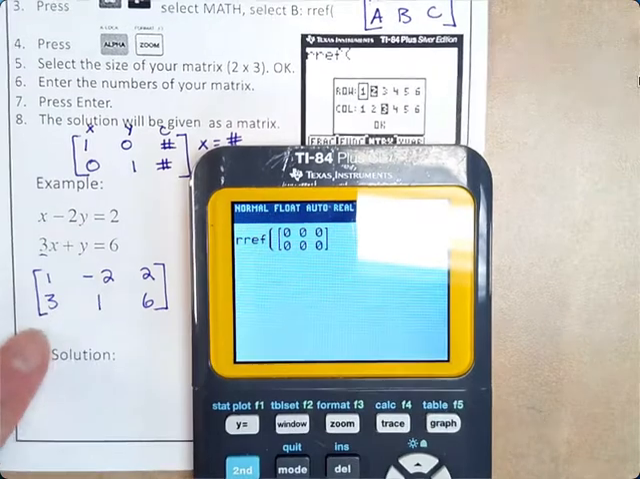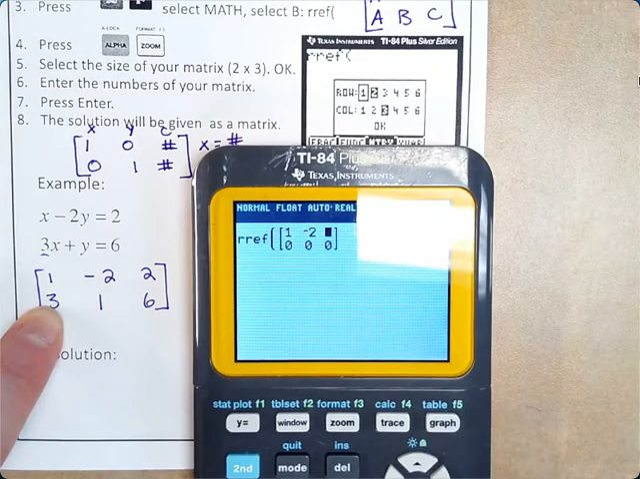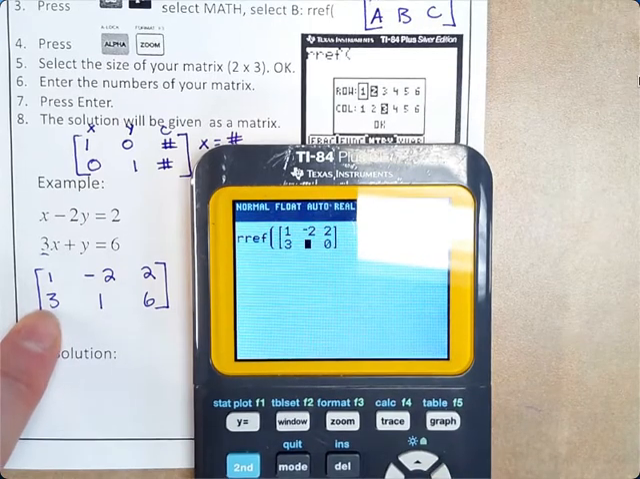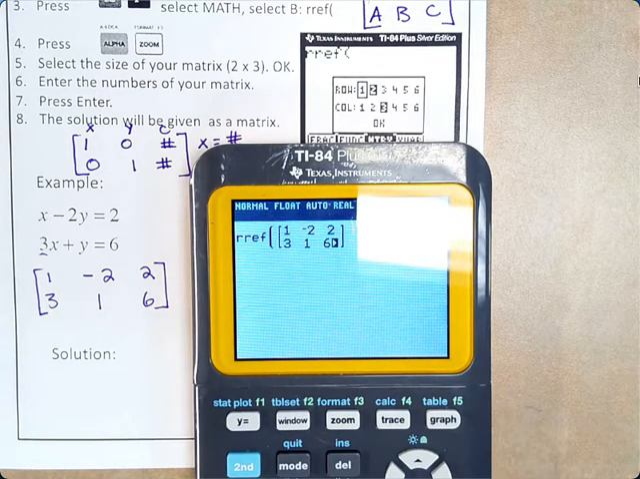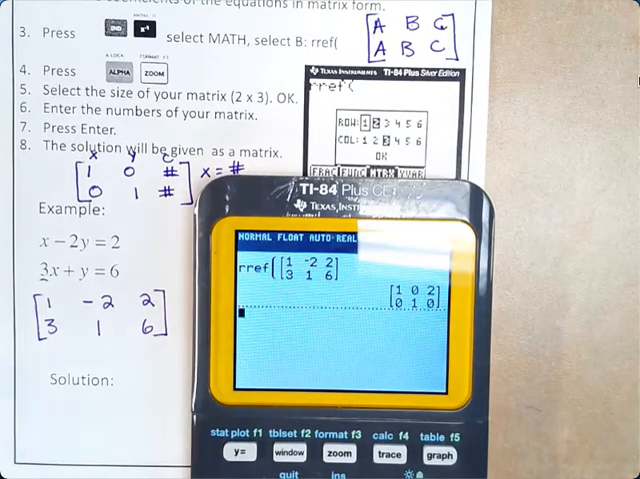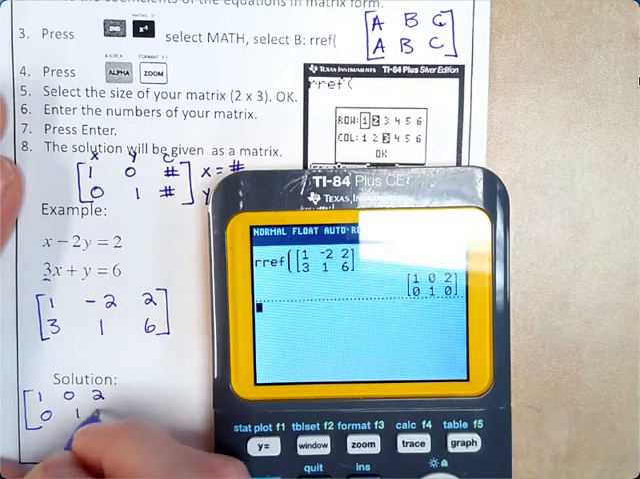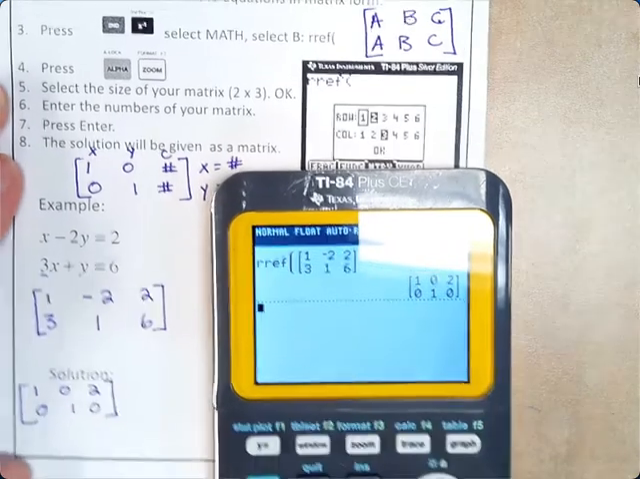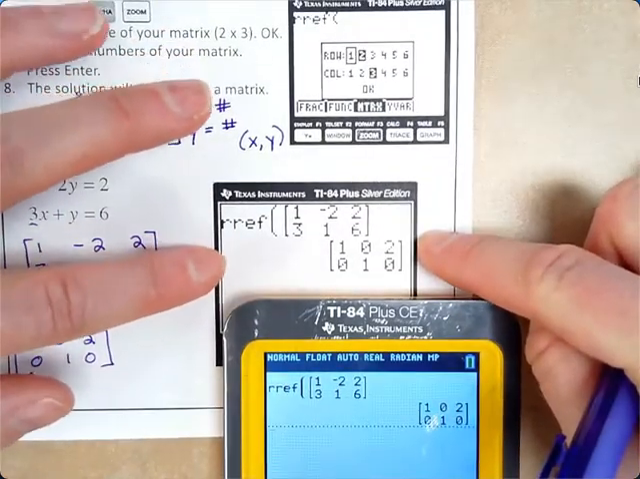Now we're going to put the matrix in. So 1, arrow over, -2, 2, 3, 1, 6. Press enter. And that's what comes out. So our solution, let's write our solution. 1, 0, 2, 0, 1, 0. See how that's the same thing in our screenshot that's on our foldable.